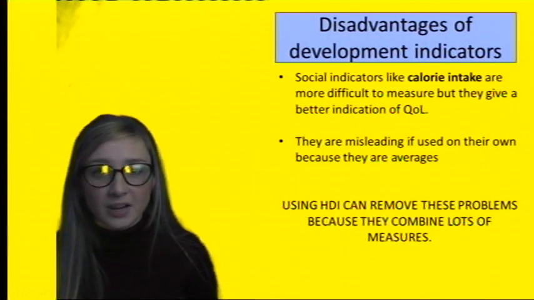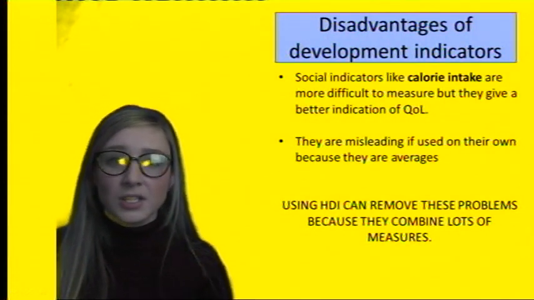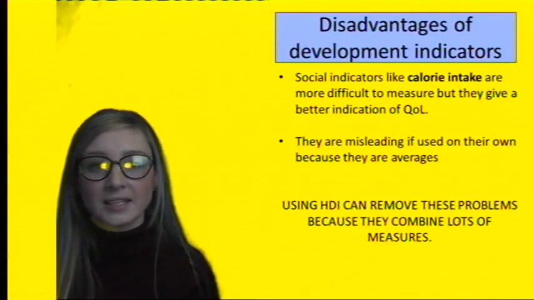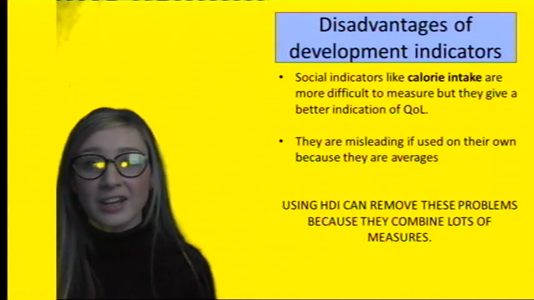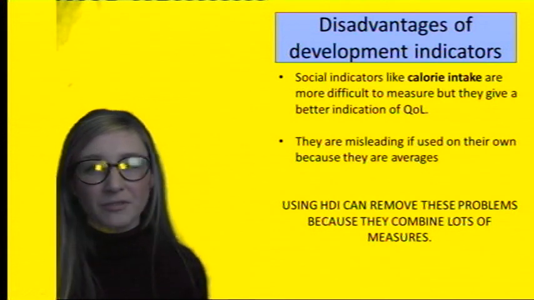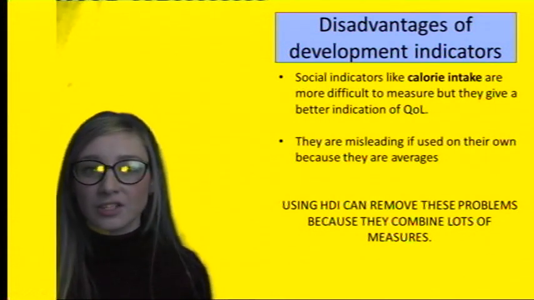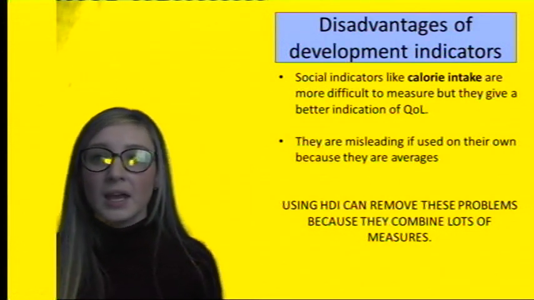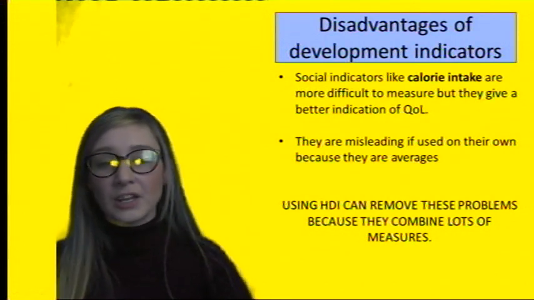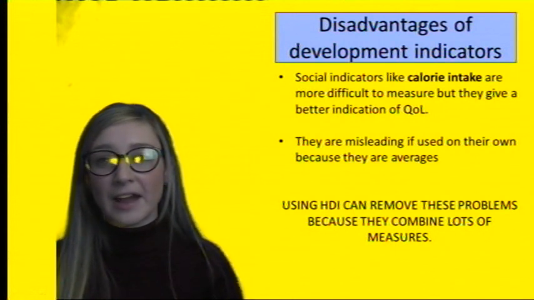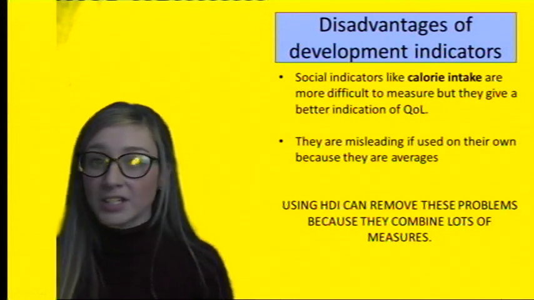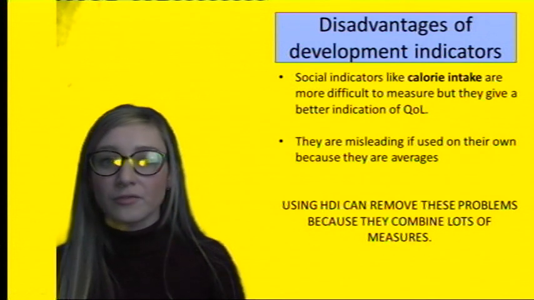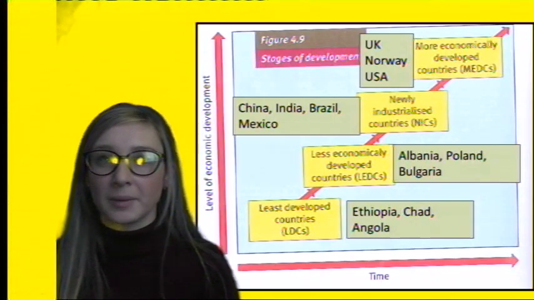Okay, so there's some disadvantages of development indicators. So the social indicators like calorie intakes, that's how many calories people have, can be really difficult to measure, but it really does give a really good indication of someone's quality of life and whether or not they do have access to enough food. They can also be misleading if they're used on their own because quite often they are using averages. Using the HDI, the Human Development Index, can often get rid of quite a lot of these problems.